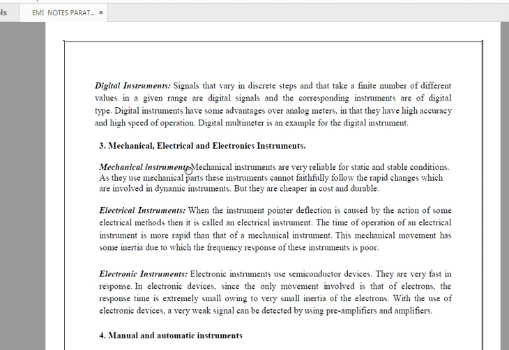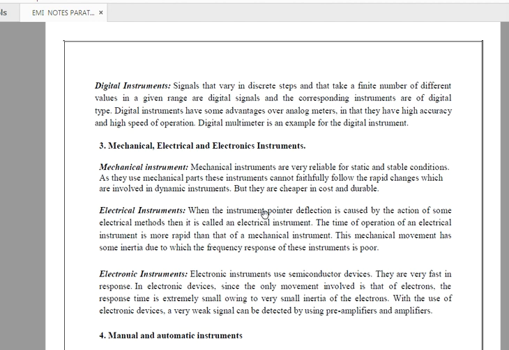Mechanical instruments. Mechanical instruments are very reliable for static and stable conditions as they use mechanical parts. These instruments cannot faithfully follow the rapid changes which are involved in dynamic measurements. Since mechanical parts are used, they will not accept the rapid change of value involved in a measuring instrument. But they are cheaper in cost and durable. They are very reliable.